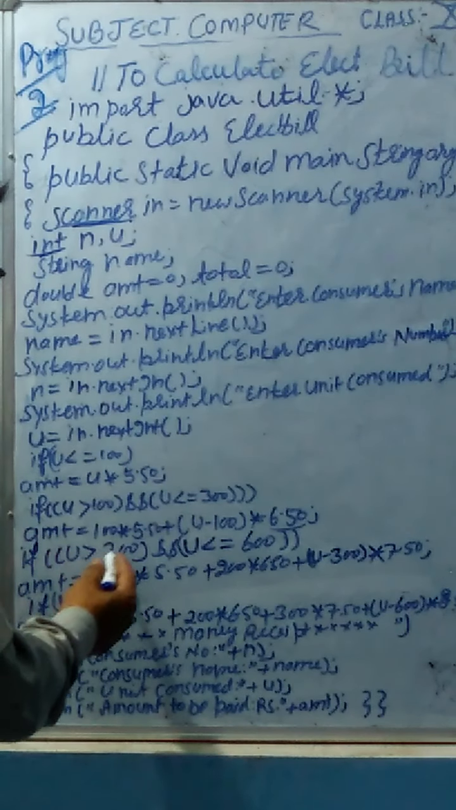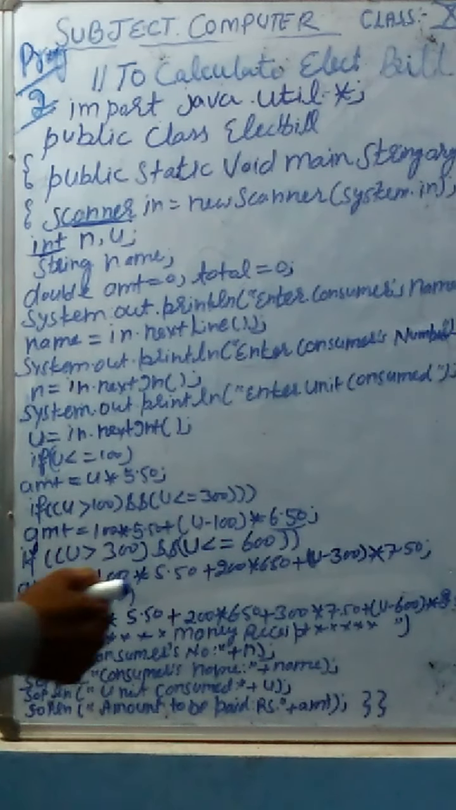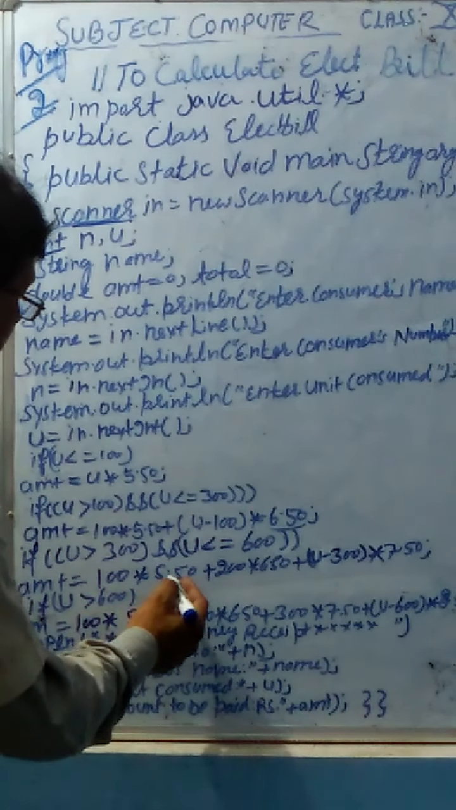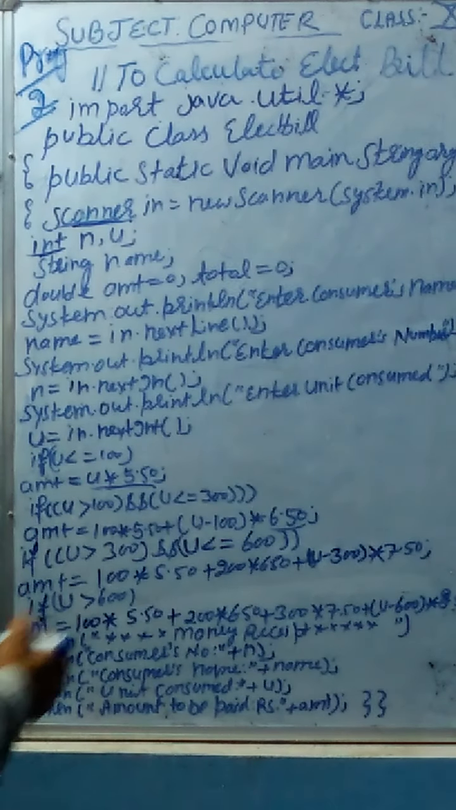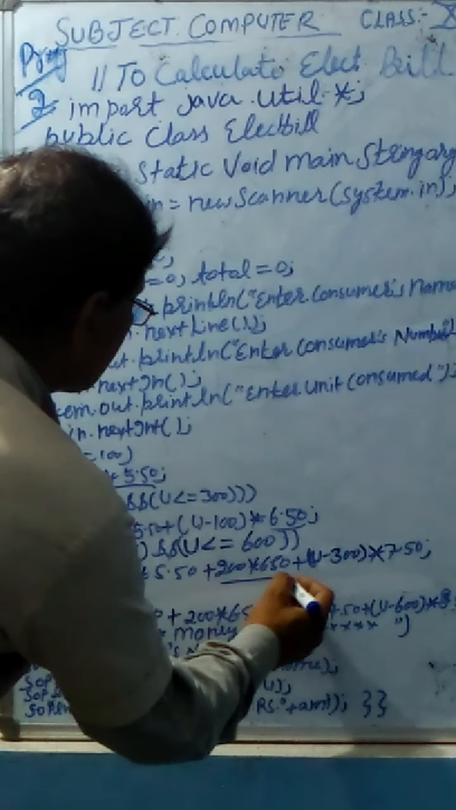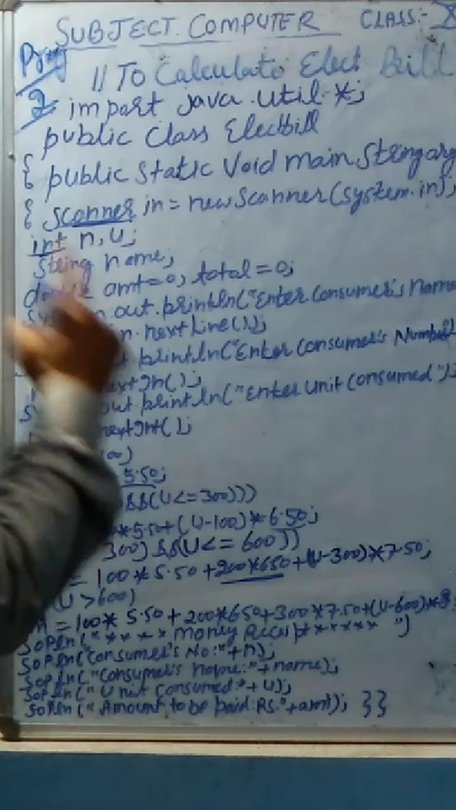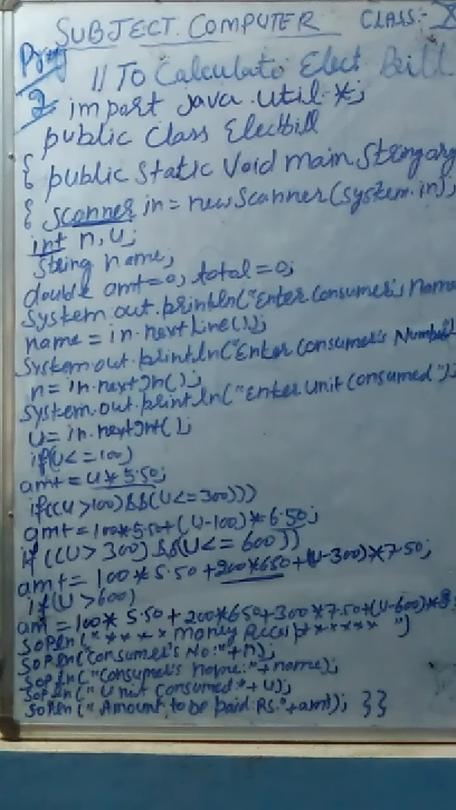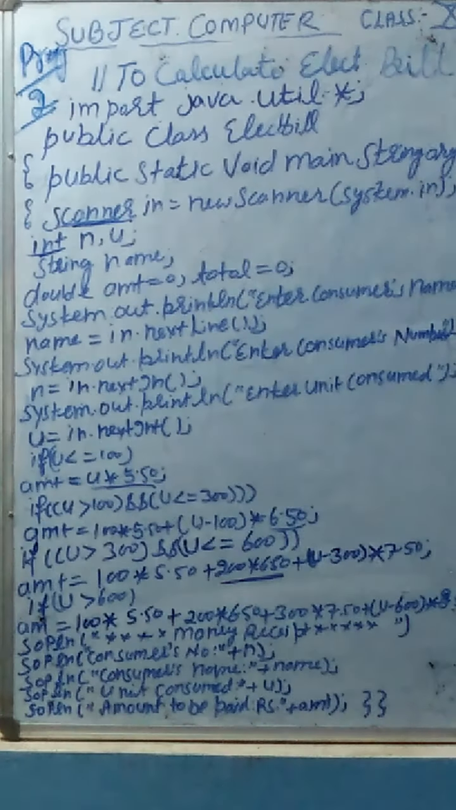If unit is greater than 300 but less than equal to 600, so then amount is equal to 100 multiply 5.50, means this one of the 100 unit, and the 200 unit cost is 650 rupees, and then 300 unit is how much unit? 100 unit is left, 600 is given. So then unit minus 300 multiply 7.50.